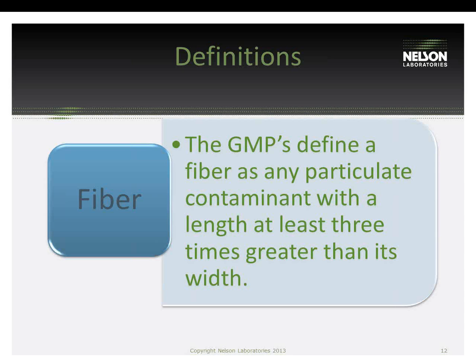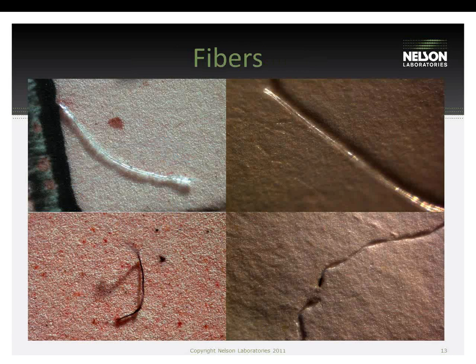The definition of a fiber, according to the GMP, is a particulate contaminant with a length at least 3 times greater than its width. Fibers are of a special concern because they're much more likely to be caught in the vascular system. They are also likely to gather other materials on them, such as clotting factors or other materials that may cause a blockage or embolistic occurrence, if that's a word, later on.